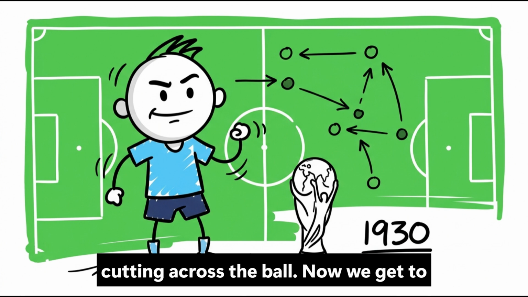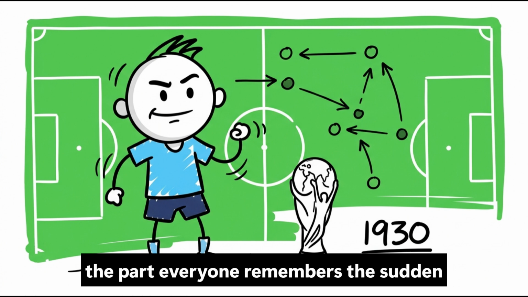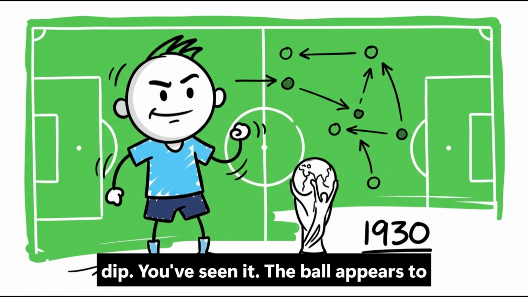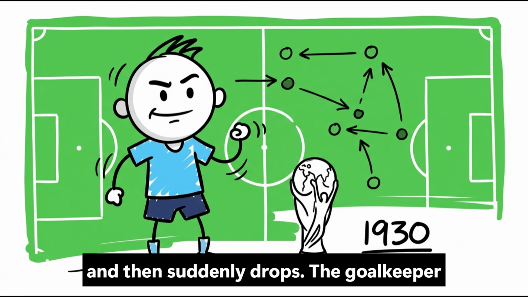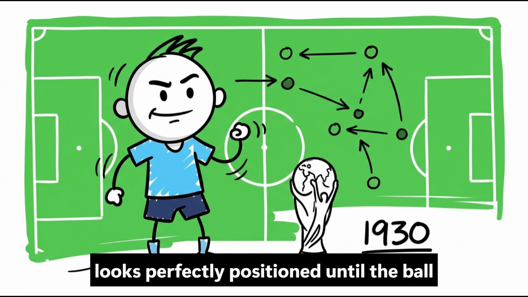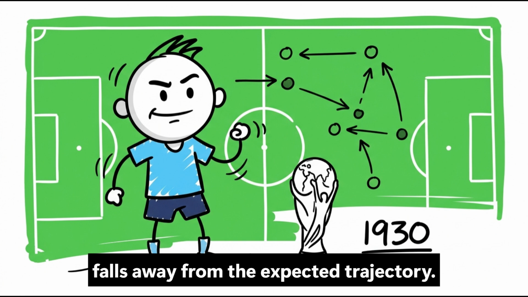Now we get to the part everyone remembers. The sudden dip. You've seen it. The ball appears to be heading toward one area of the goal, and then suddenly drops. The goalkeeper looks perfectly positioned, until the ball falls away from the expected trajectory.